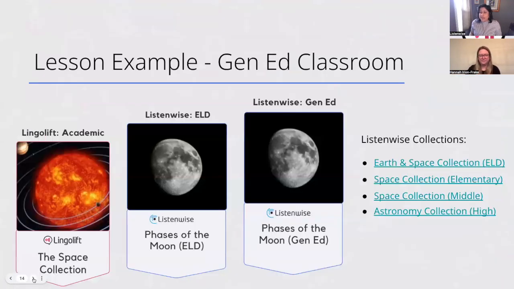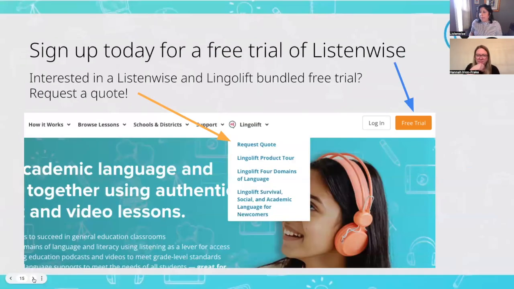Speaking of which, this is an example of what that might look like. If you're teaching about science and having to do with the moon, for example, you could go to our Lingolift academic lessons for your newcomer and emergent multilinguals, and you could show them the space collection. For the ELD lesson library, we have a Phases of the Moon ELD version with extra supports. And then for Gen Ed, we have the same lesson, but just the Gen Ed version of it. We also have on the right some more examples of space and earth science that you could add into that. So that is our very, very quick deep dive into what Listenwise and Lingolift are all about.